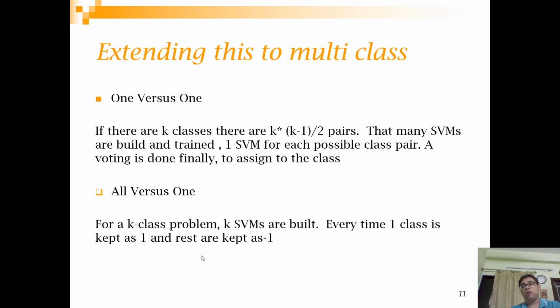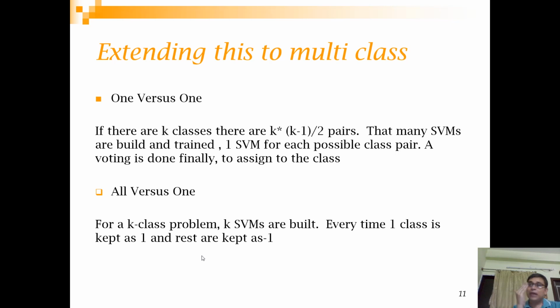One is called one versus one. Let's say there are three classes: red, green and blue. What we do is build three C2 classifiers, that is 3 into 2 by 2, or 3 classifiers. So we take all possible pairs: red-green, green-blue and red-blue. For all three we build an SVM, and then we take the test observation and see what each says. Let's say the first says red, the next says green, the last says red. Then we say it belongs to red by majority voting. If there is a tie, you can randomly assign any class.